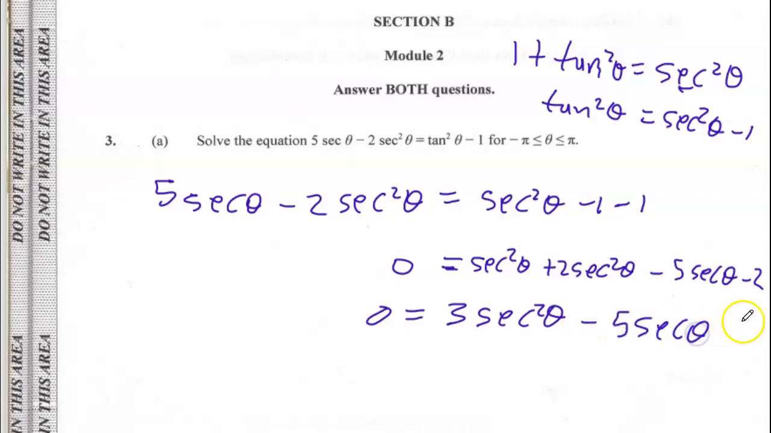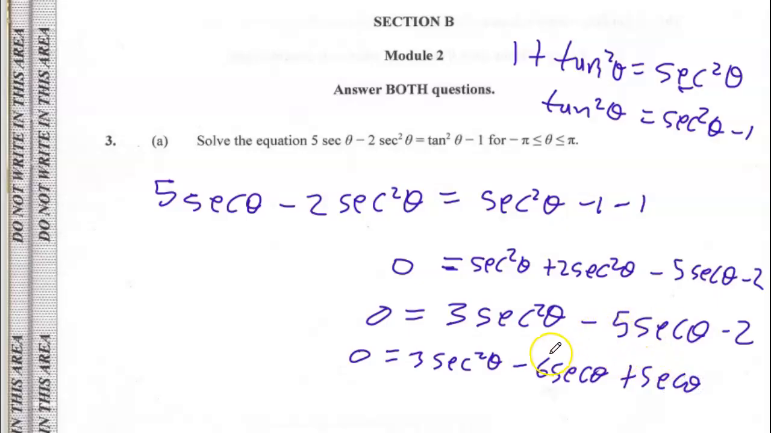We have a quadratic, and as we know to factorize a quadratic, you want two terms that add to give the middle term and then multiply to give AC, which is minus 6. That's minus 6 and 1, right? So we can rewrite minus 5 sec theta as minus 6 sec theta plus 1 sec theta. And we put back the minus 2. And then now we factor by groups, right?